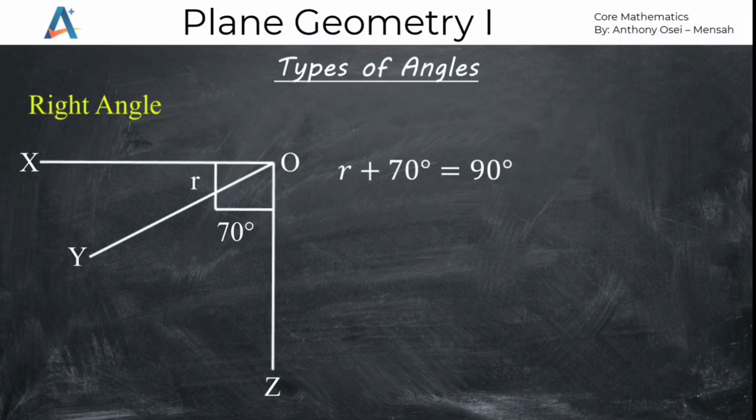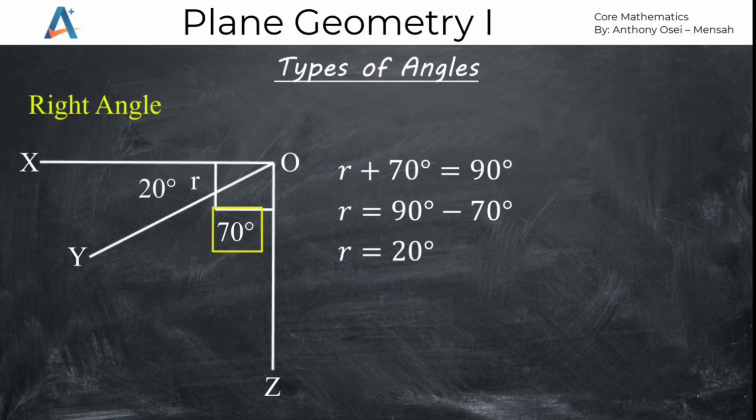Then we make R the subject by taking positive 70 across the equal sign to the right hand side to become negative. So R is equal to 90 degrees minus 70 degrees. So we get R is equal to 20 degrees. Now let's confirm. R is 20, so 20 plus 70 will give us 90. So that means it is correct. So don't forget that a right angle is an angle that measures equal to 90 degrees.